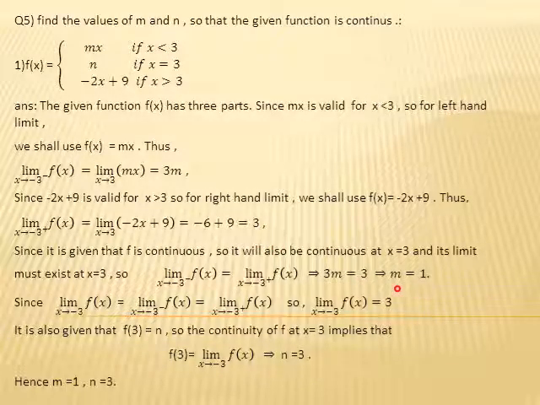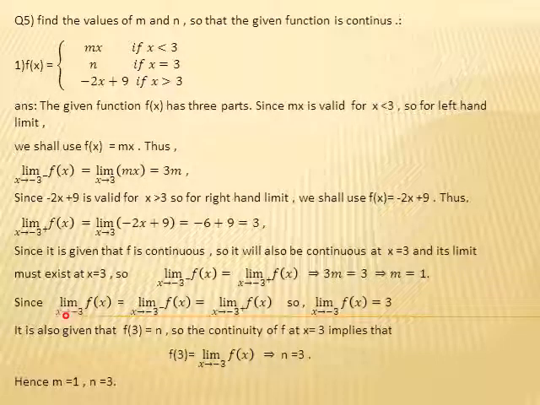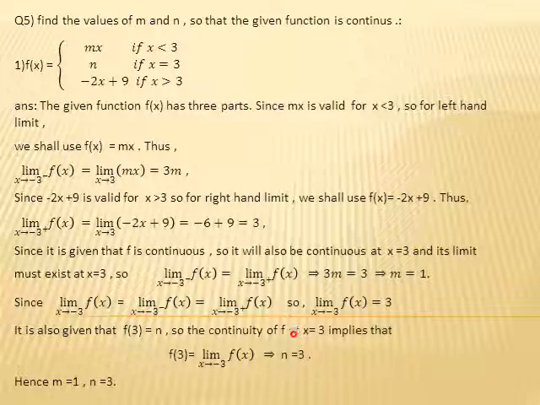Okay, and since the left hand limit and right hand limit and the function value at the particular point are equal, n is equal to 3, because this is the function at the point. So n is equal to 3 and m is equal to 1. If we put m is equal to 1, meaning 1x is x, and n is equal to 3, the function will be continuous.